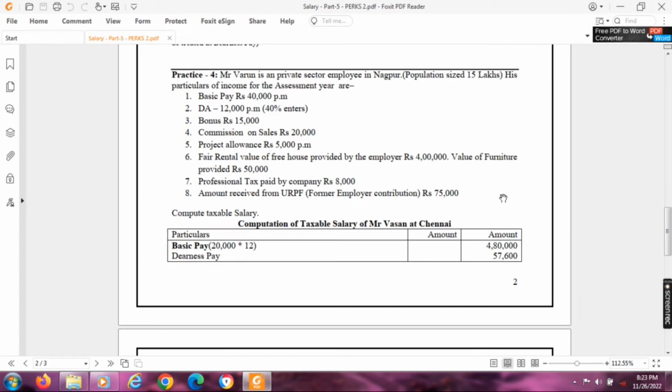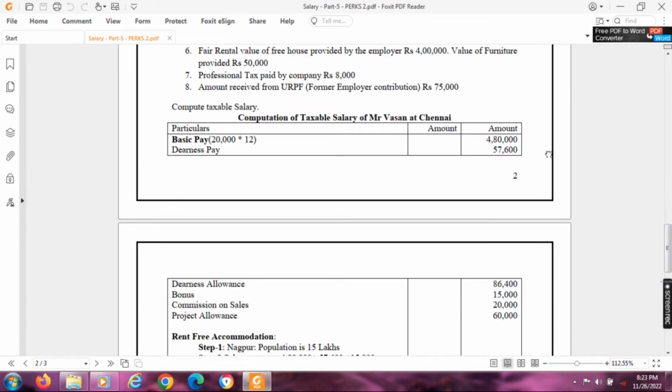Next, amount received from URPF, unrecognized provident fund. Please remember, for any amount from an unrecognized provident fund, only the employer contribution is fully taxable, but the employee contribution is not taxable. So here, amount received from URPF, only the employer contribution, 75,000, is fully taxable in the hands of the employee. Let me see the answer.